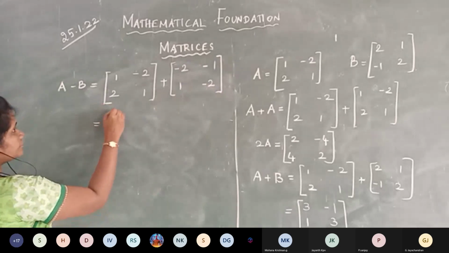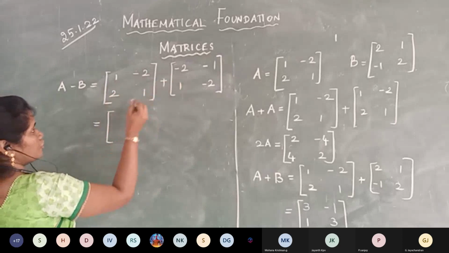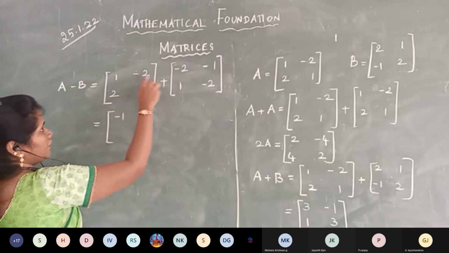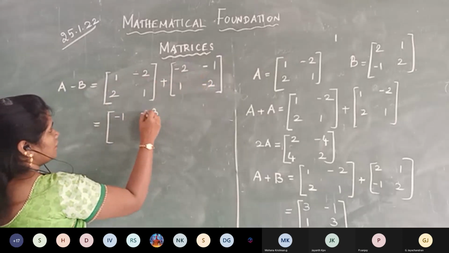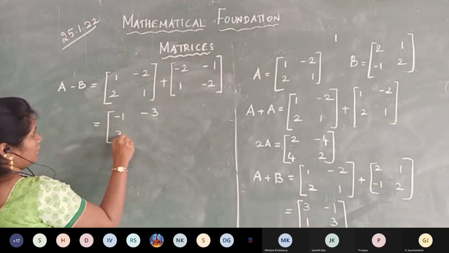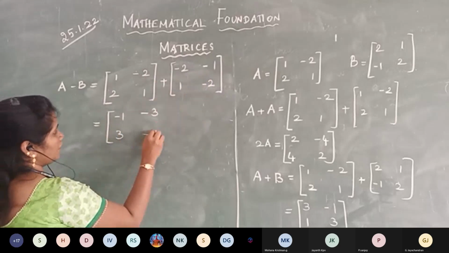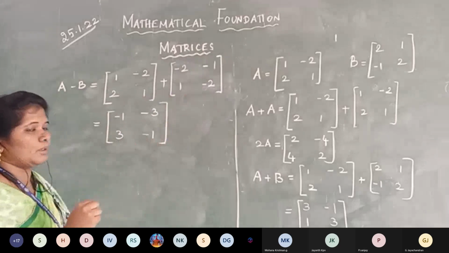So it will become 1 minus 2, which is minus 1, minus 2 minus 1, minus 3, 2 plus 1, 3, 1 minus 2, minus 1. So this is your a minus b.